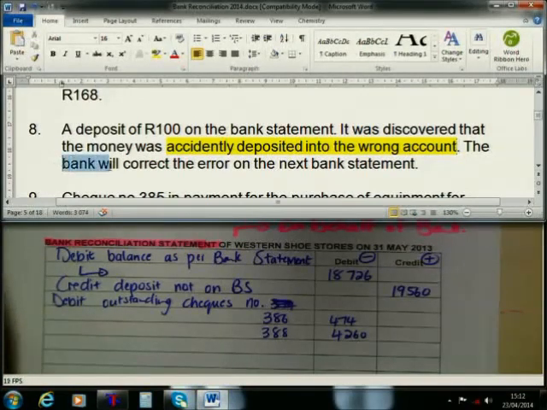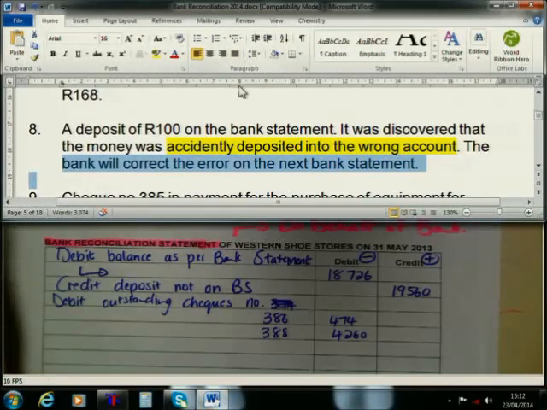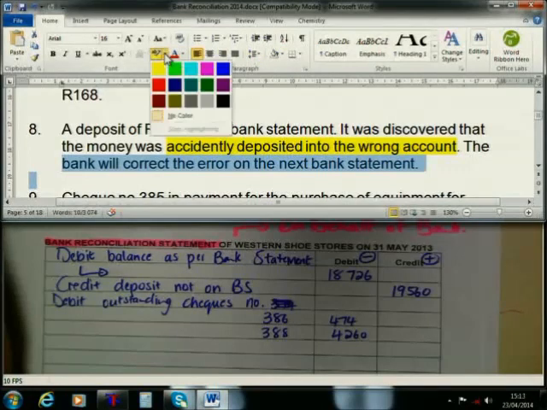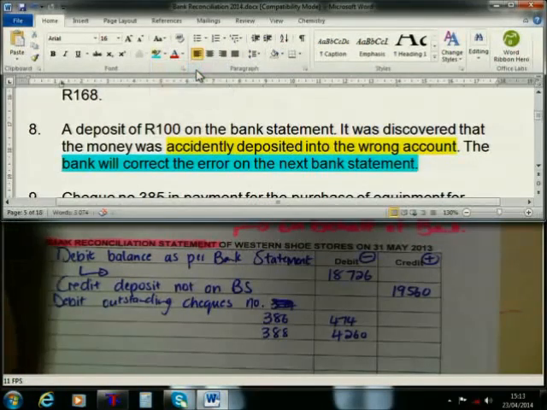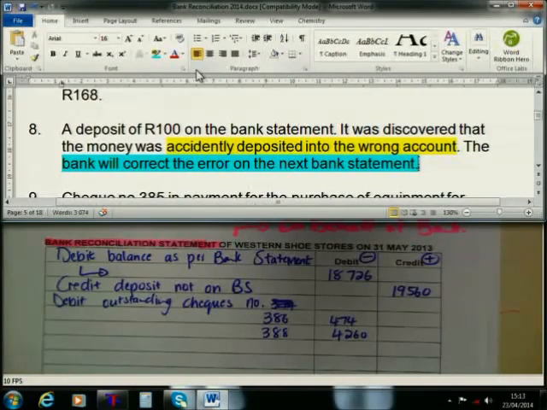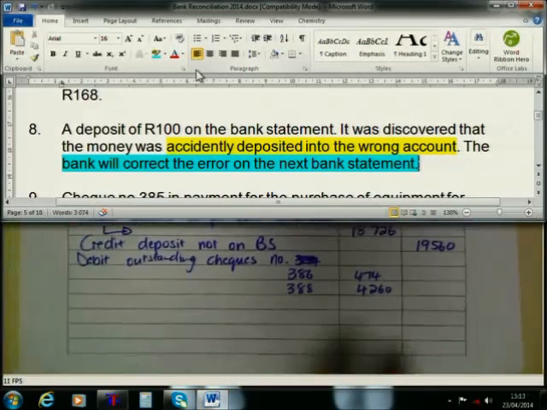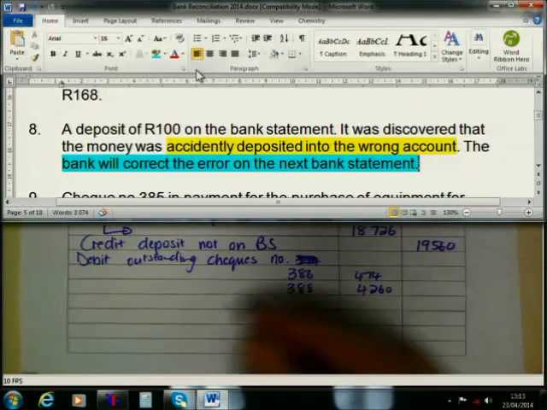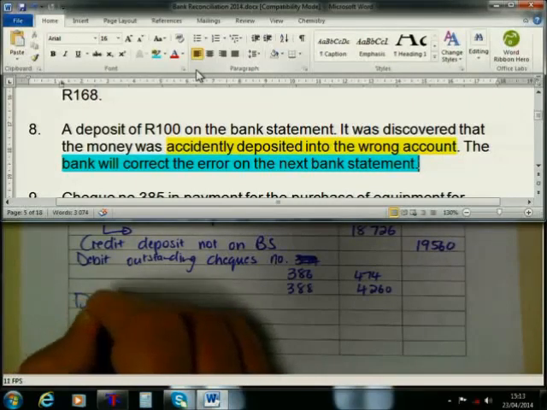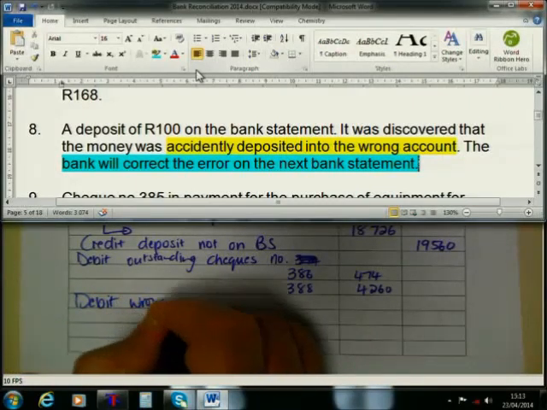You cannot bring that error into your business. It's not us, the business, that made the mistake, it's the bank. It's not our money. The bank made a mistake, so don't bring it into your books. You just correct that mistake on your bank statement. A deposit of 100 Rand was on the plus side, so you only say debit, wrong, credit.